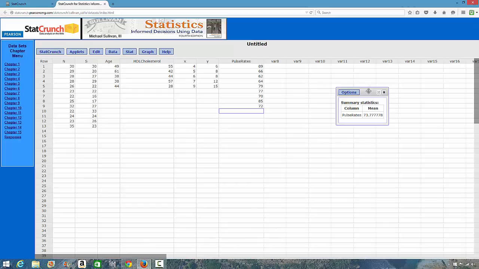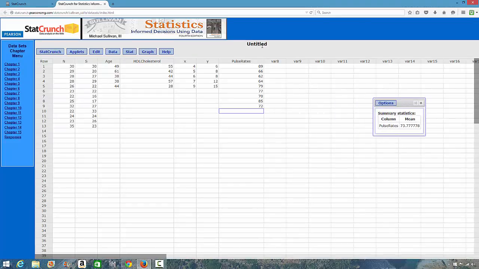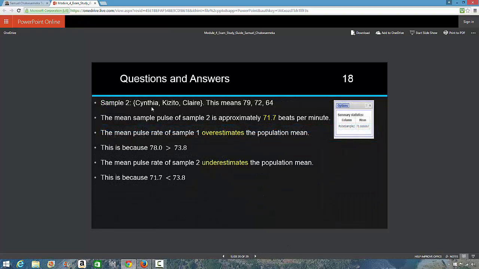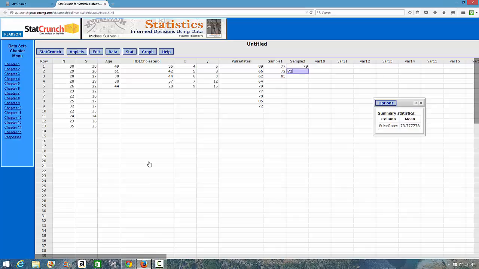This sample is pretty simple. In a new variable, you can just say sample 1, and you have 77, 72, 85. And then let's look at sample 2 right away. Sample 2 has Cynthia, Kizito, Claire, which is 79, 72, 64.